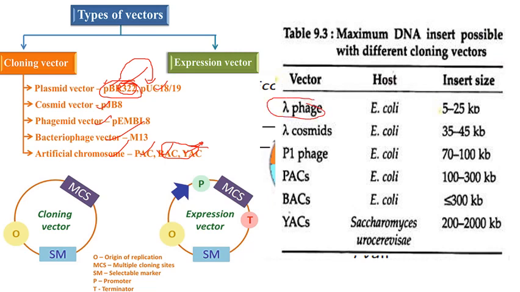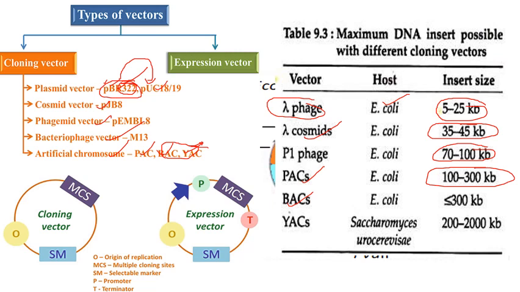The next, we have a list of vectors and the insert size they can contain. Firstly, we have this lambda phage. Host is E. coli and it can replicate up to this much size of DNA, that is 5 to 25 kb. Then we have cosmid. It can replicate an insert size of 35 to 45 kb. Then we have this phagemid vector that can replicate a size of 70 to 100 kb of foreign DNA. Then we have BAC. It can again replicate a size of 100 to 300 kb of genetic material.